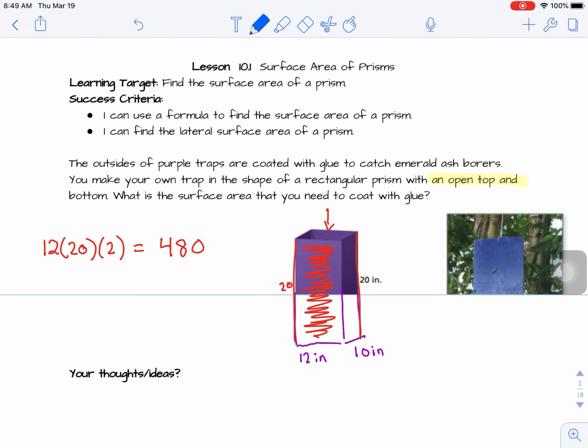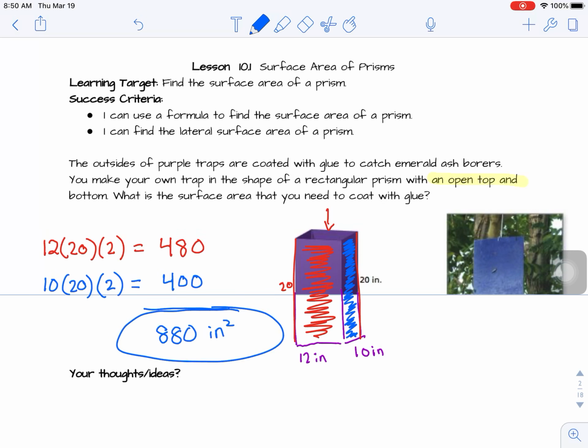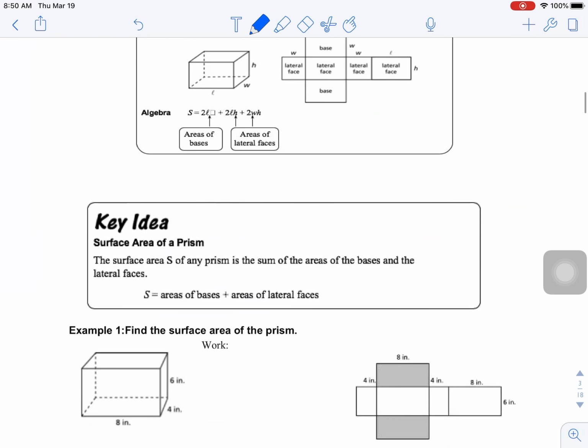If I look at the other piece, this piece that I'm shading here in blue, this piece is 10 by 20. Again, there are also two of those, so when I solve that, that gives me 200 times 2, so 400. When I add those two together, I get a total of 880. We are talking about area, so remember it should be our unit squared. So 880 inches squared for that one.